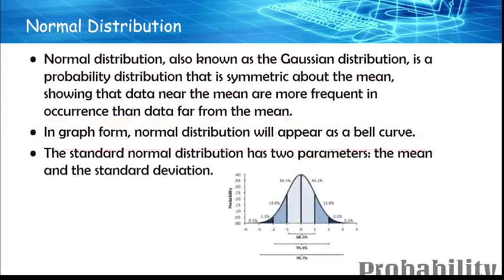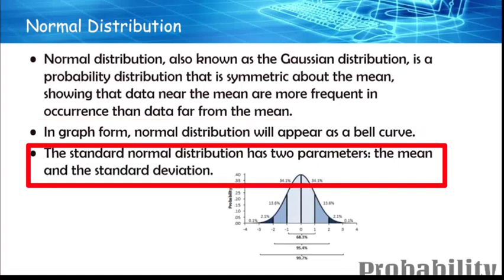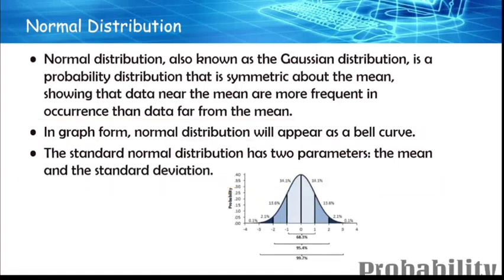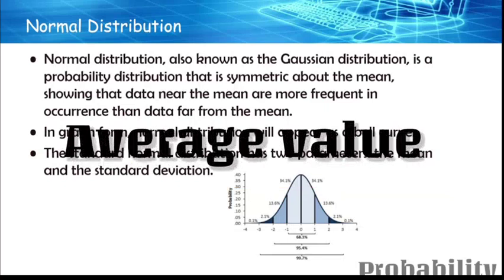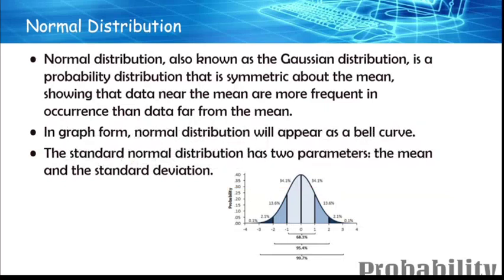In a standard normal distribution, the two parameters are the mean and the standard deviation. The mean is the average value, which should have the highest frequency, and the deviation describes the other outputs which are deviated from the mean.